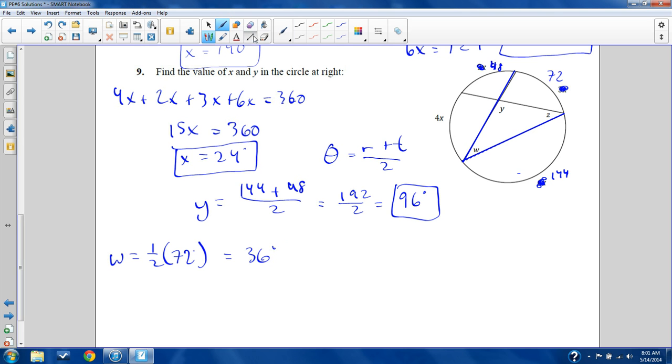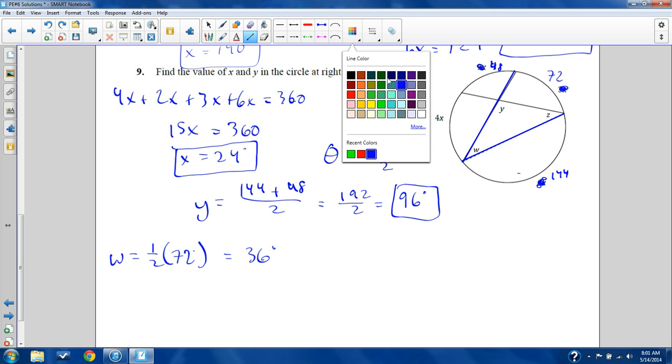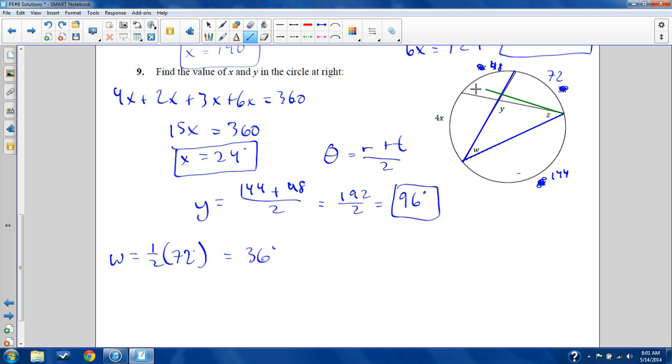Z, you can do the same thing. Z is an inscribed angle. Its endpoints create an intercepted arc that is 4x. Now 4x is 24 times 4, which is 96. So z is half the measure of that. Z is 1/2 of 96 degrees, which is 48.